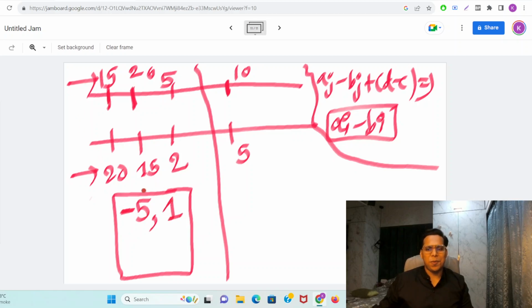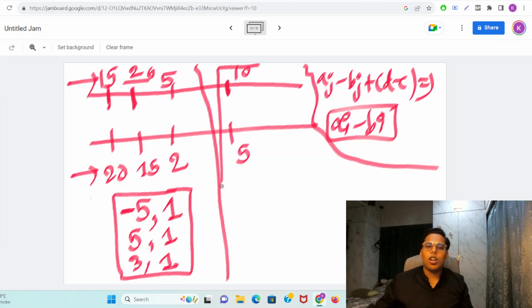How many times is minus 5 coming? Then what is there? 20, 15. What is 20 minus 15? It is 5. So 5 comma 1 I store in my hash map. Then 5 comma 2. So 5 minus 2 is 3, 3 comma 1. Hash map is basically storing the difference and their frequency.